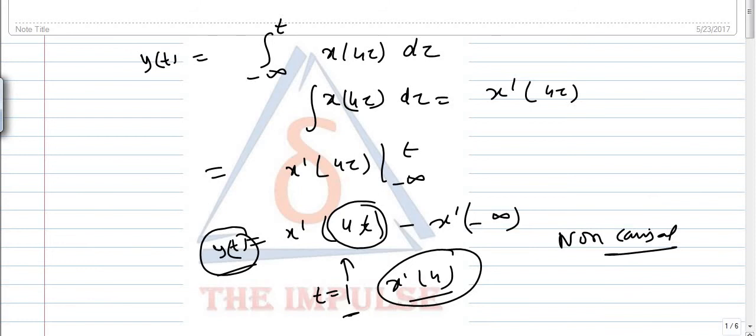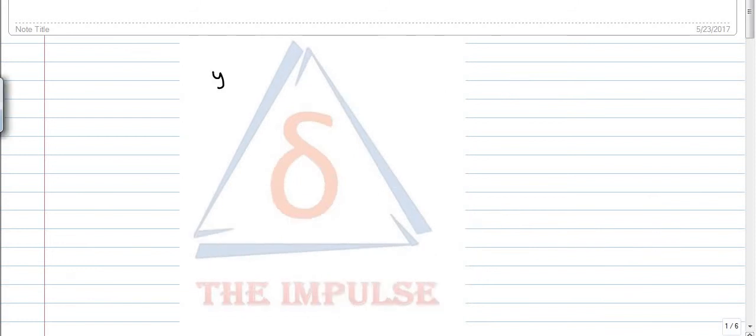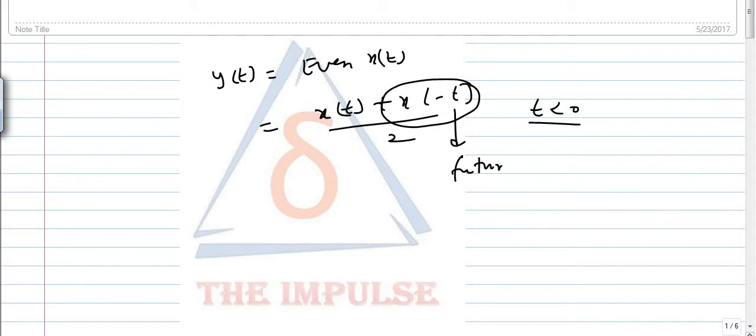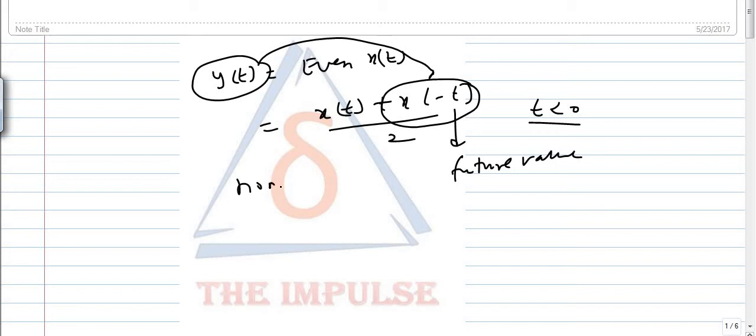Now moving to the next question, this y(t) is nothing but the even part of x(t). Even part of x(t) can be written as x of t plus x of minus t, divided by 2. Under this condition, when the time t is less than 0, this represents the future value. So my output depends upon the future value of input. So this system is non-causal.